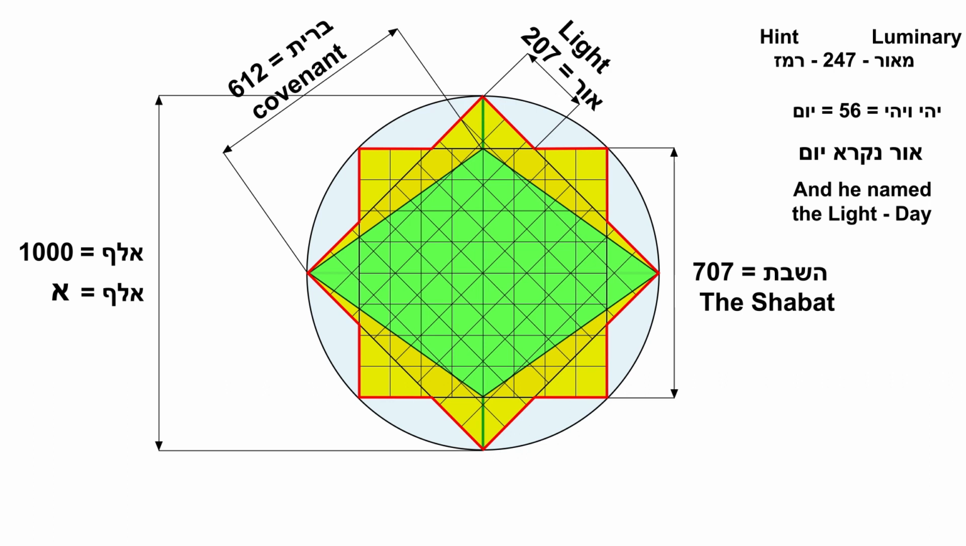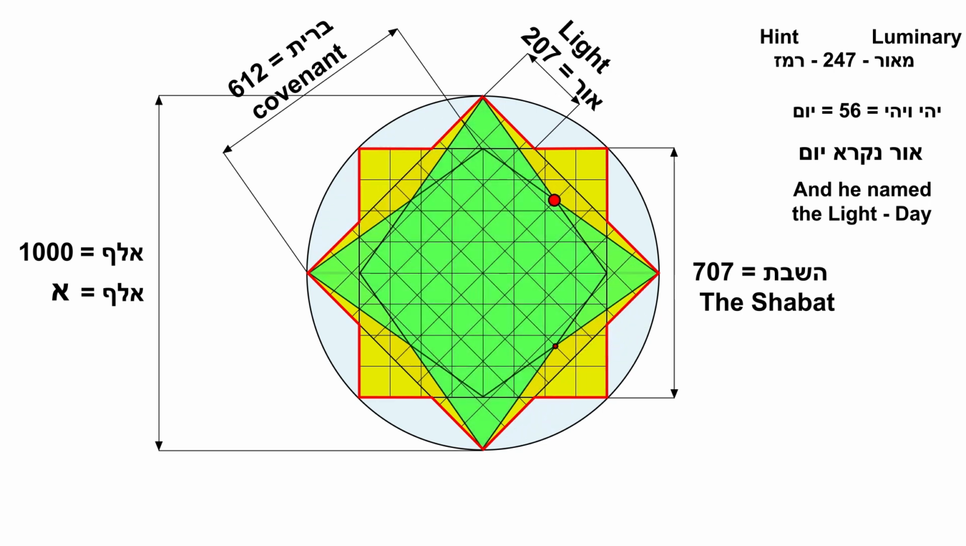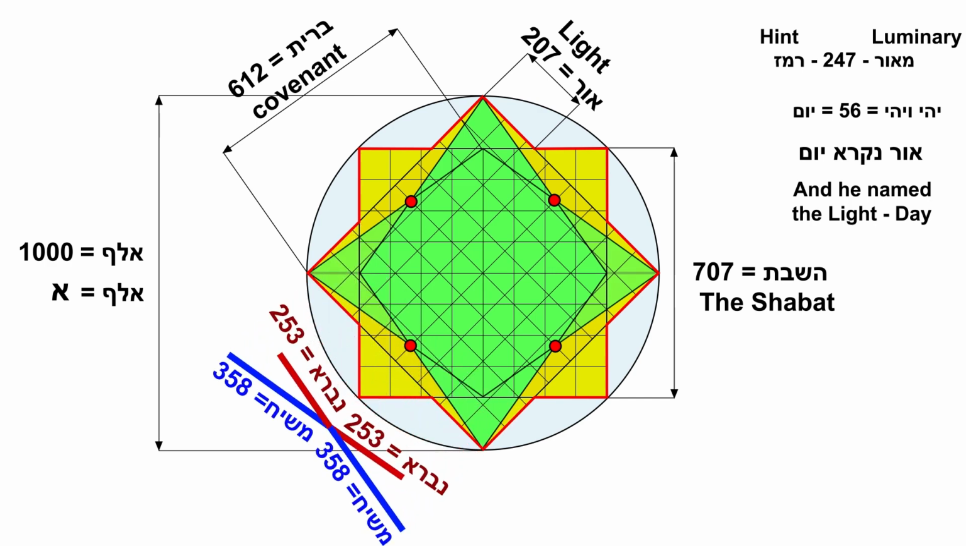A covenant which connects two ribs of the Shabbat square with the two vertices of the second square. When the covenant is renewed, it turns out that every covenant, 612, is divided into two components, Messiah, 358, and created, Nivra, 253, which is the sum of the numbers from 1 to 22, the 22 Hebrew letters. The interdependence of Messiah and the 22 Hebrew letters guarantees the establishment of the covenant in Hebrew.